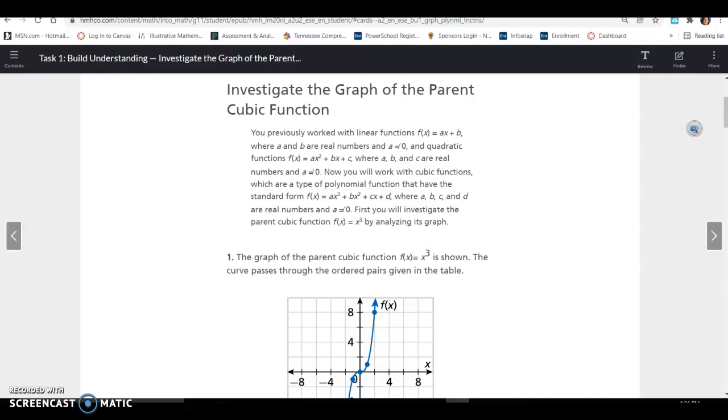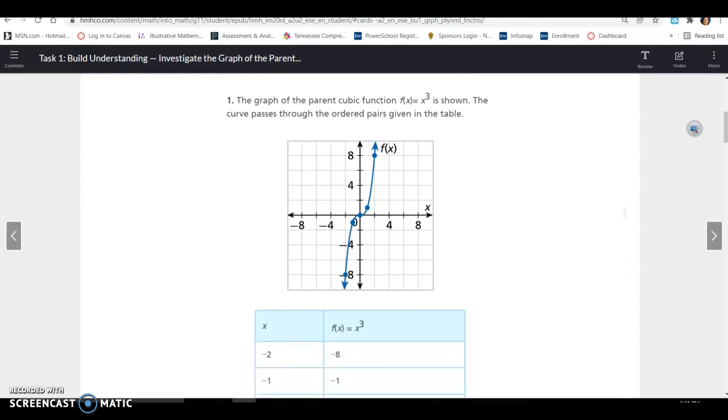Now you will work with cubic functions, which are a type of polynomial function that have the standard form f of x equals ax cubed plus bx squared plus cx plus d, where a, b, c, and d are real numbers and a is not equal to 0. First, you will investigate the parent cubic function f of x equals x cubed by analyzing its graph.